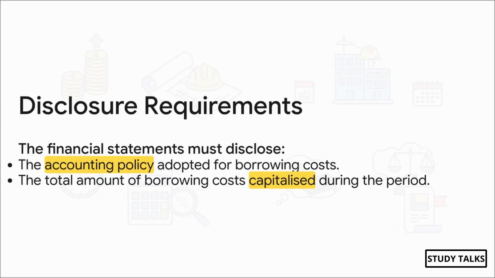And for those theory questions they love to ask, what you actually have to disclose in the financial statements? It's super simple, just 2 things. 1, the accounting policy used. Basically, you just say you follow AS16. And 2, the total amount of borrowing costs that you capitalized during that year. That's it. Nice and easy.